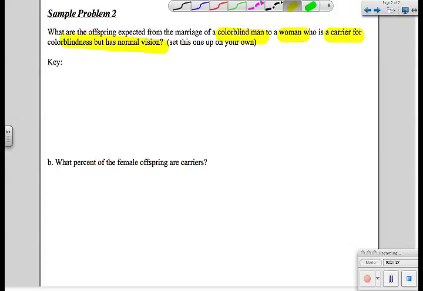First of all, let's establish our allele key. We know that normal vision is dominant over recessive and that this is sex-linked, so our key is going to have our XX chromosome in it, where capital B is normal vision, and having a lowercase b would mean color blindness.